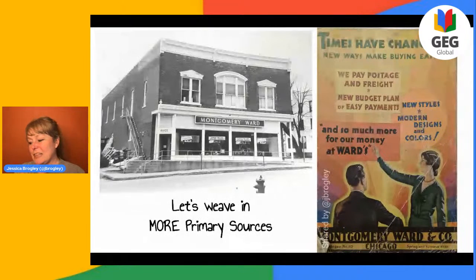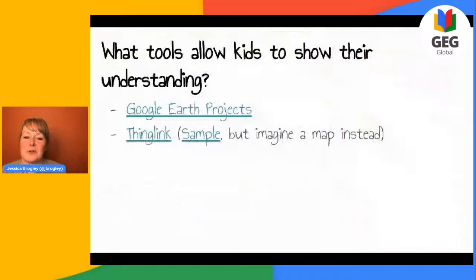So that in itself is such a pleasant way to weave in additional primary sources to a project that you were already working on. It's great that the kids just experience navigating and interacting with primary sources, but you can also use tools to let kids show their understanding. So the two that came to mind for me right away would be Google Earth projects.